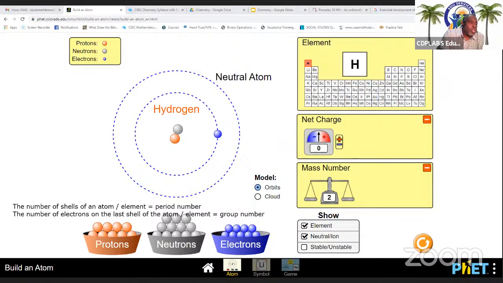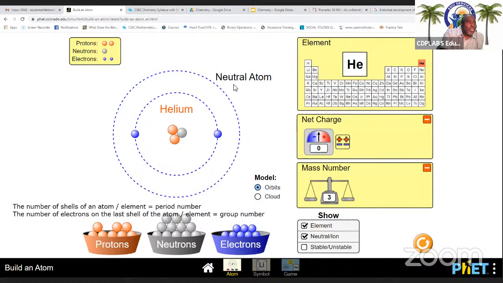All right. So hydrogen then is in both period 1 and group 1. All right. Now let's add more electrons. Don't focus on this negative thing. Don't focus on that.